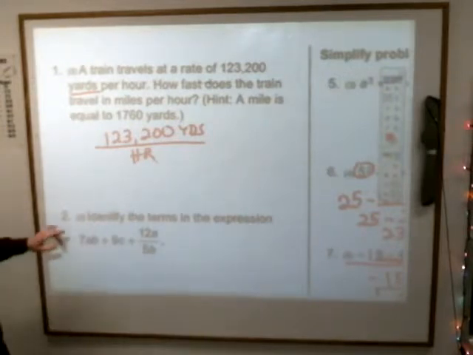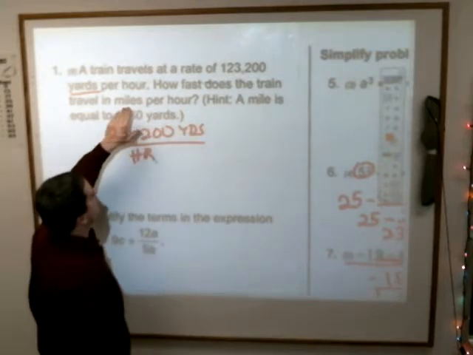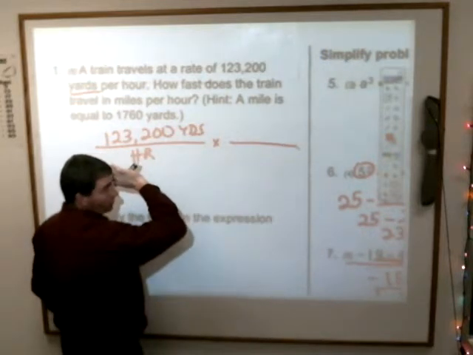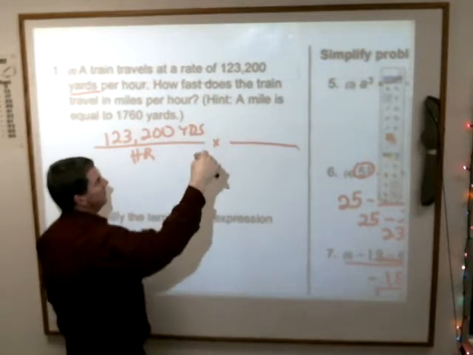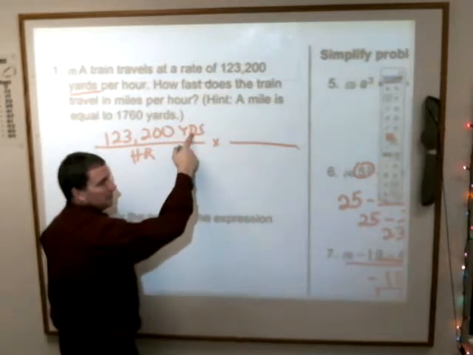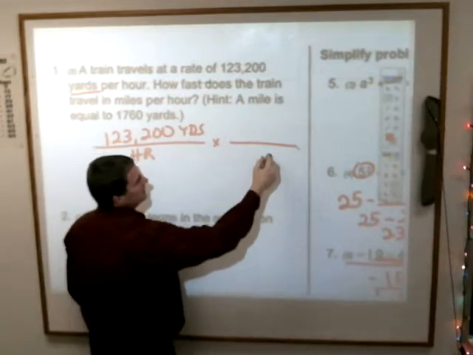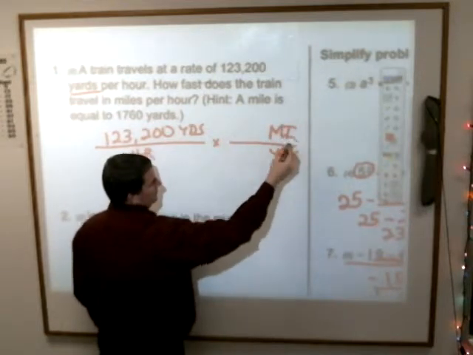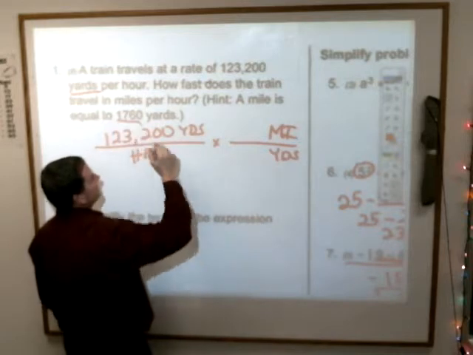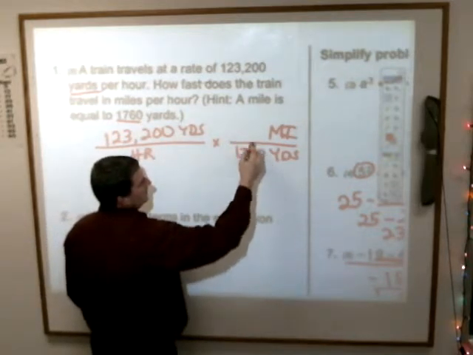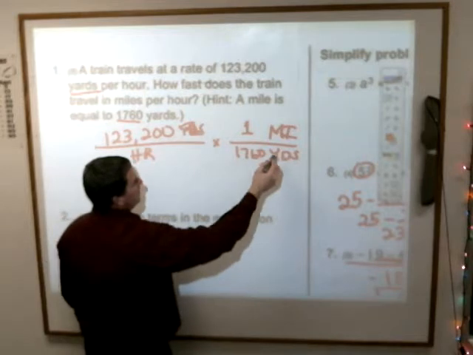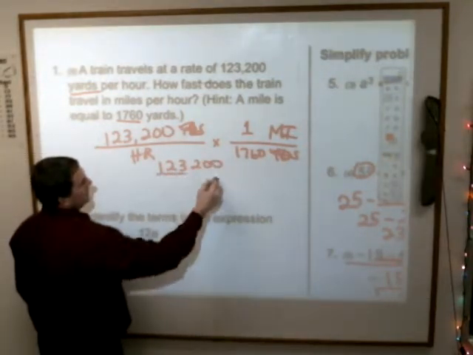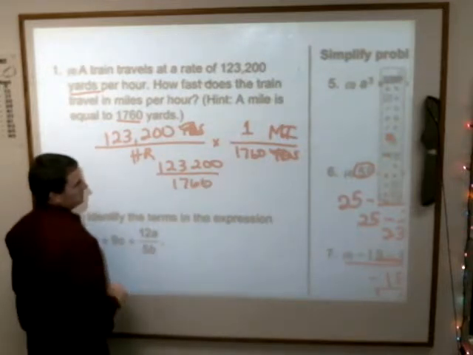I want to change the yards into miles. So I need to multiply this by a fraction. We used to call it unit multipliers, now it's a conversion, whatever thing. But in order for yards to cross off, where does yards have to go in the other one? Bottom. And what are we changing it into? Miles. And we know it told us right here, a mile is 1760 yards. So now the labels cross off, and you're just going to do 123,200 divided by 1760.